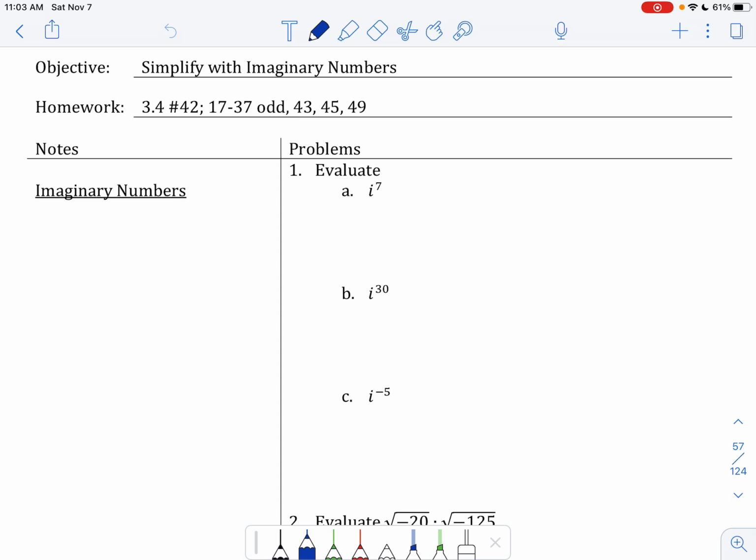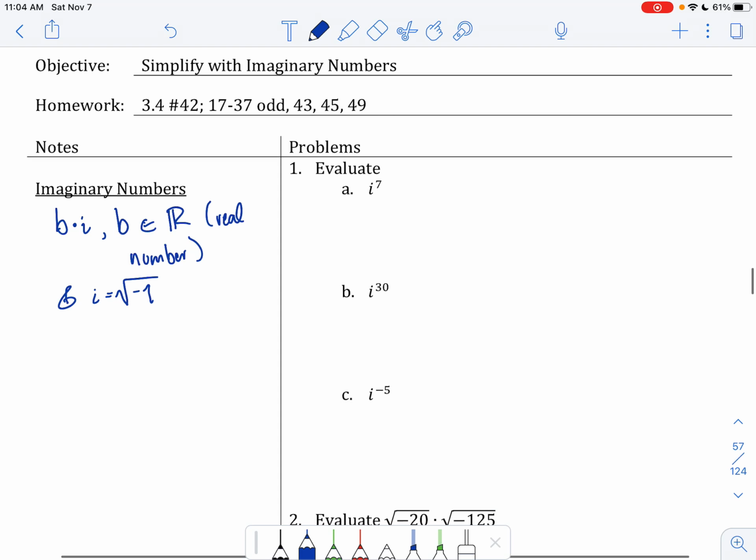So imaginary numbers are always of the form b times i, where the number b is an element of the real numbers, which just means that it's any number on the number line, if you remember from previous classes. And hopefully everyone remembers the definition that i is equal to the square root of -1.